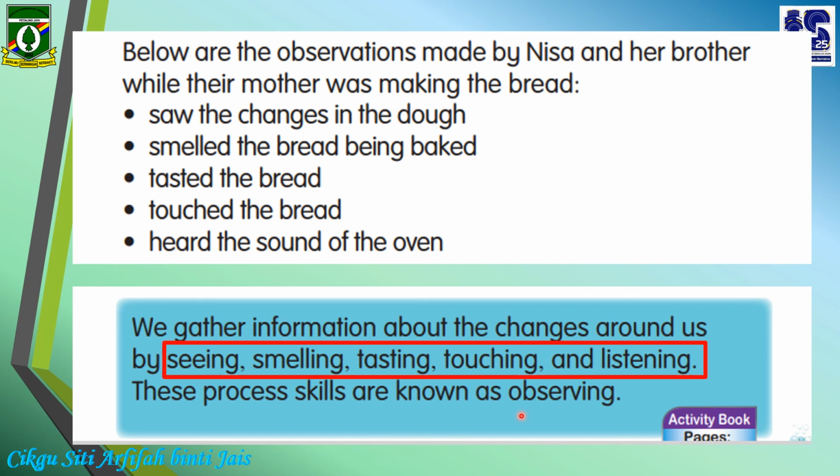Maksudnya, observing ialah gathering information about any changes around us by at least one of these 5 sensory organs. Sekurang-kurangnya satu. Depend on the situation, depend on the objects. Kadang-kadang kita guna satu saja, kadang-kadang kita guna lebih daripada satu. So remember, these are the 5 sensory organs involved in observing.